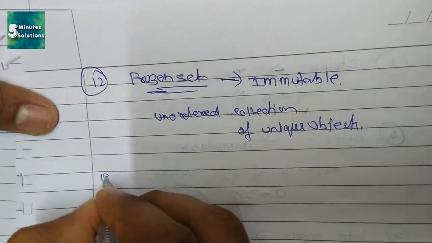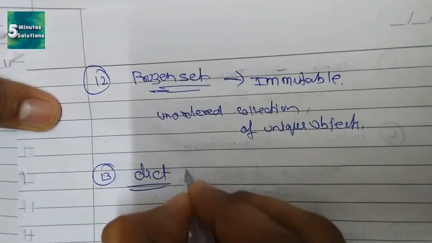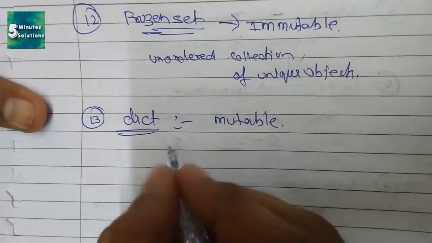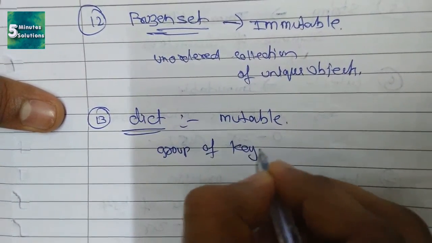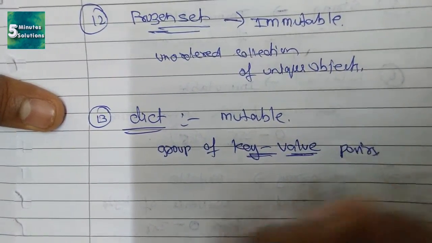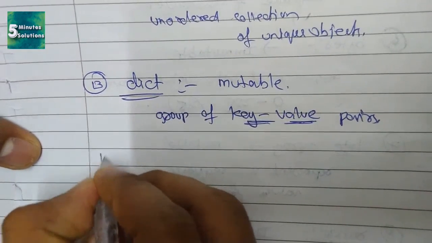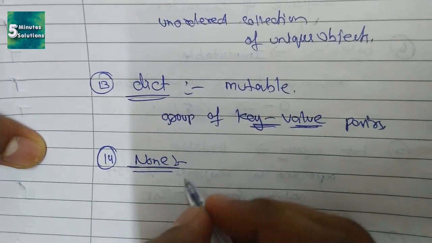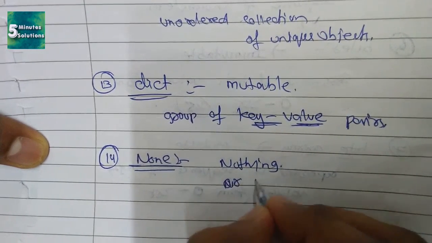13th one, dictionary. Dictionary is mutable, and dictionary is used to represent a group of key value pairs. We will discuss all these things in detail in the next classes. 14th one and the last one, null. Null means nothing, no value or no value associated.